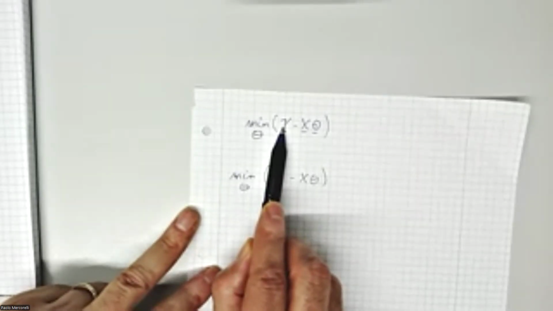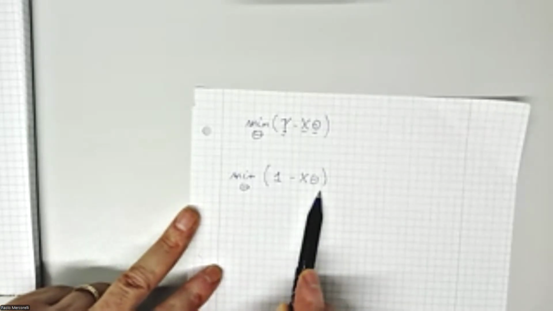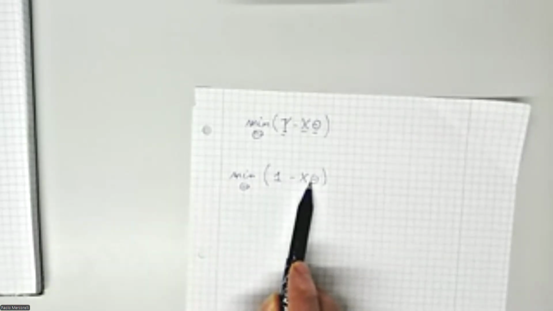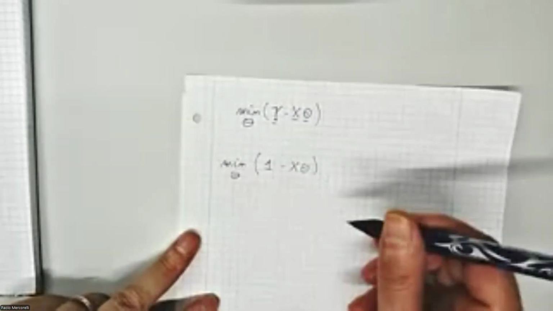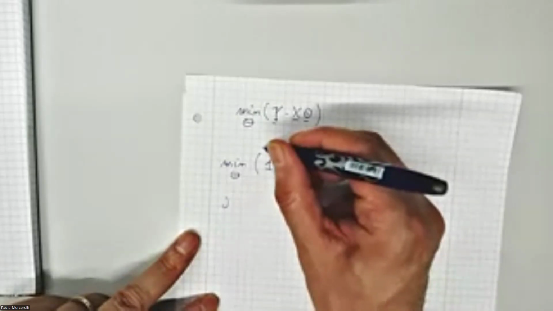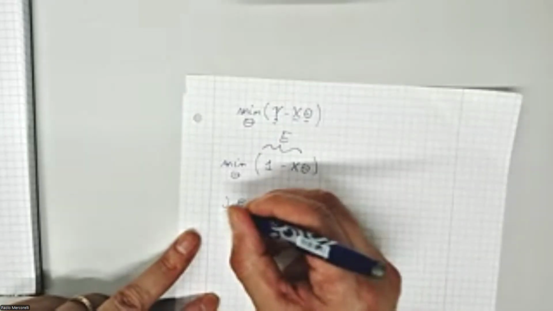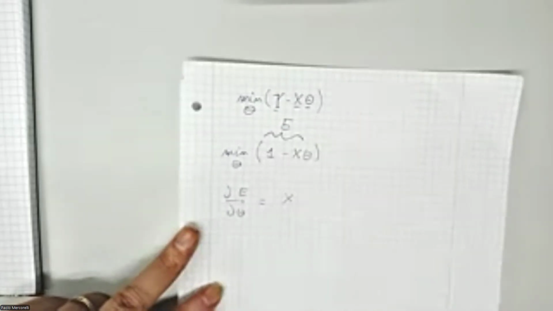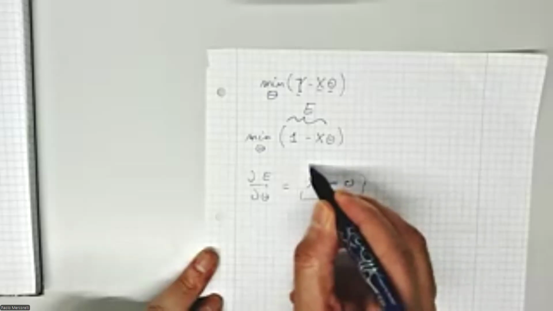Just one measurement, it doesn't matter. X multiplied by theta. X is given, X is known. If I were to calculate with respect to theta, what do I have here? I have the derivative of this expression, which I will call E, for instance, the error. And I put it equal to 0.